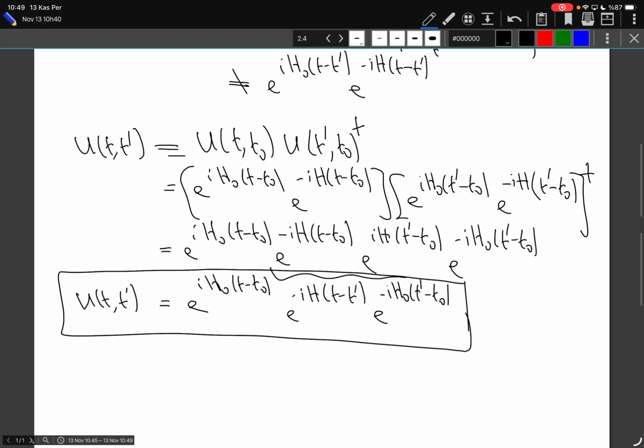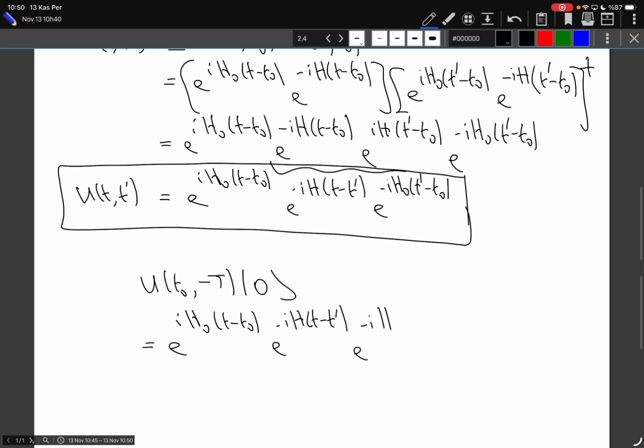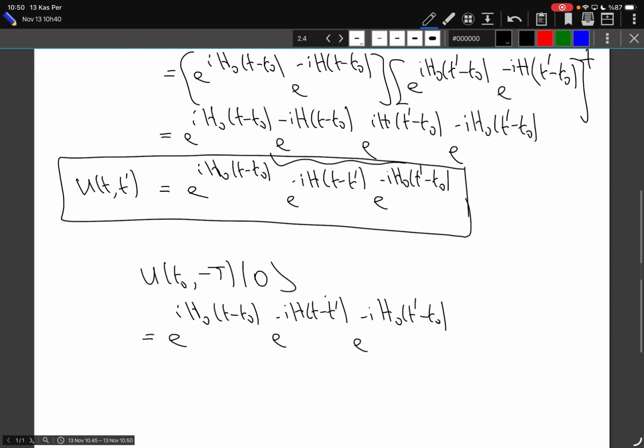So what it does is, by multiplying with this exponent, it converts it into the Schrödinger picture state, then evolves the Schrödinger picture state, and then converts back to the interaction picture state. But if this is the case, remember what we had was U(t0 minus t) acting on the vacuum. This was the state I had in my derivation. This is equal to e to the power i H0 (t minus t0), e to the power minus i H (t minus t prime), e to the power minus i H0 (t prime minus t0), where this t prime is actually minus t.